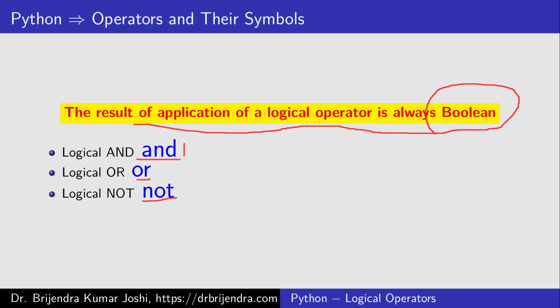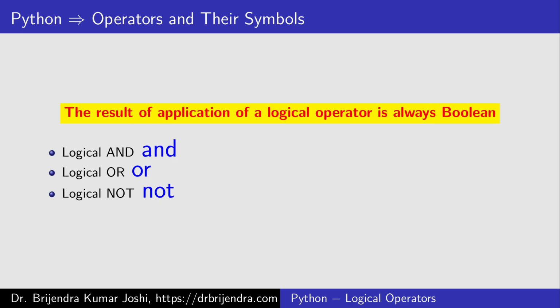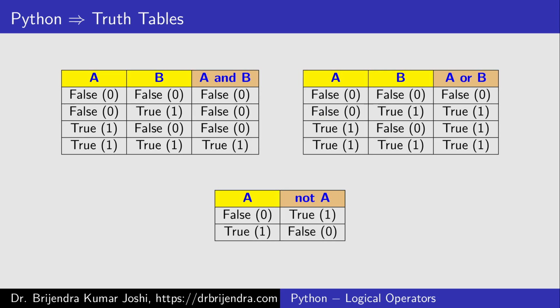And pay attention to the case of these words: and is all lowercase, no mixing of case. It is not an uppercase letter A and D; the first letter of and is a, then lowercase n d. All letters are to be lowercase letters. Okay, so these are the three logical operators in Python.